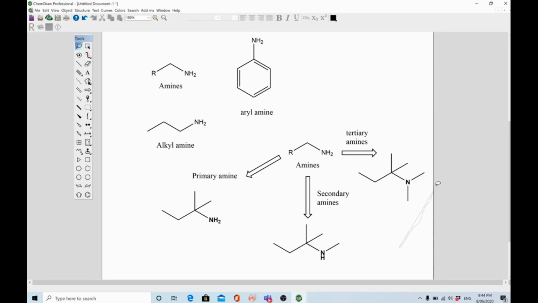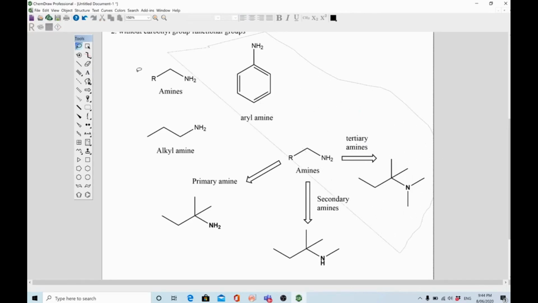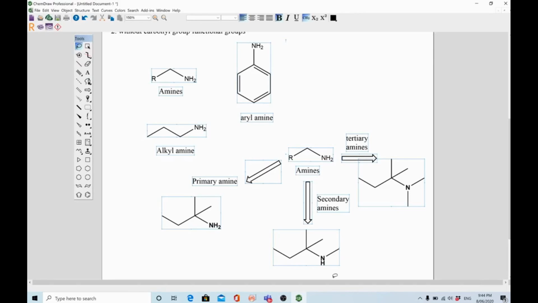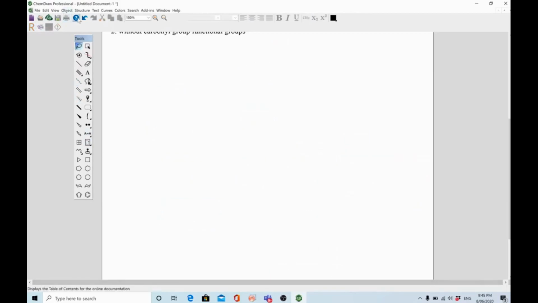Again, this is a functional group which does not contain any carbonyl group. Similar to amines is another functional group, that is amides. The difference between amines and amides is that amides contain an additional carbonyl group. Both have NH2, or NH, or just N, but amides also contain a carbonyl. We will discuss it in a few moments. Okay, next functional group which does not contain a carbonyl group is alcohols.